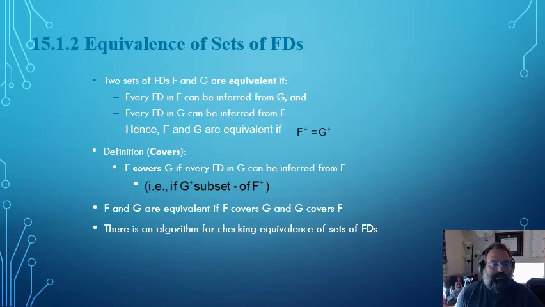Two sets of FDs, F and G, are equivalent if every FD in F can be inferred from G, and every FD in G can be inferred from F. Hence, F and G are equivalent if F plus equals G plus. Definition of covers: F covers G if every functional dependency in G can be inferred from F. If F and G are equivalent, F covers G, and G covers F, and so on.